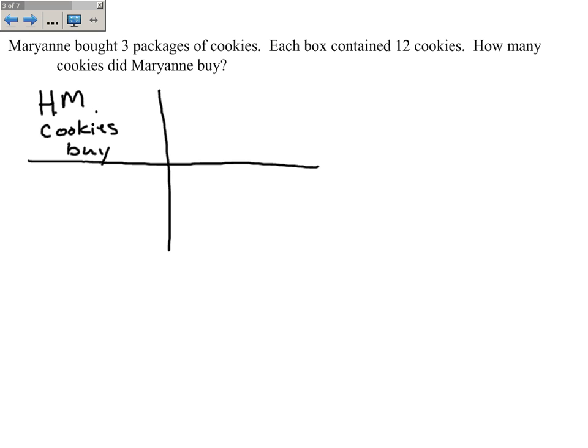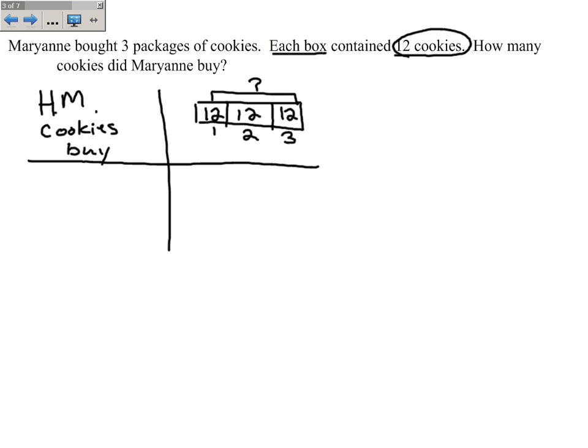The first piece of information that I'm looking at is the 3 packages of cookies. So when I draw my unit bar, I draw my 3 packages of cookies. Each of those packages contain 12 cookies. So inside each of those boxes, I'm going to put a 12. And I'm looking for my total. I'm looking for how many cookies that is.